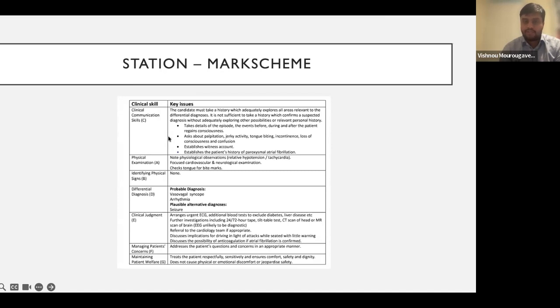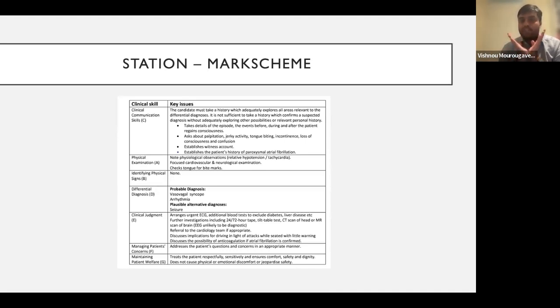I have no concern with your clinical communication. Your physical examination, I'm sure you'll be fine. Identifying physical signs I can't assess, but differential diagnosis, you lose a mark there. So you'll be borderlined. Remember in PACES, there are two examiners, and the likelihood is that both of them are going to borderline you.